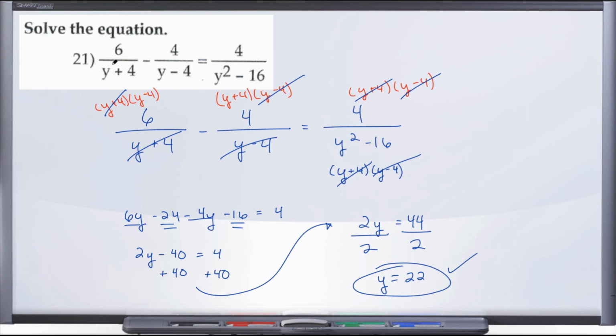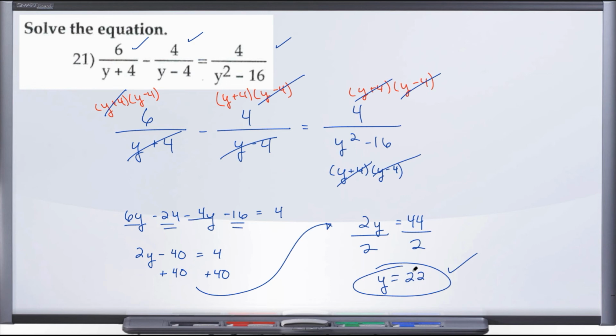Well, let's see. We're saying y is 22. So 22 plus 4 is 26, which works for that one. 22 minus 4 is 18, so that works. 22 squared minus 16, I'm not sure what that is, but it's definitely not 0, so it works for that last fraction. That's what you want to do: make sure that when you solve for your variable, that solution doesn't invalidate any of your fractions by making the denominator undefined.